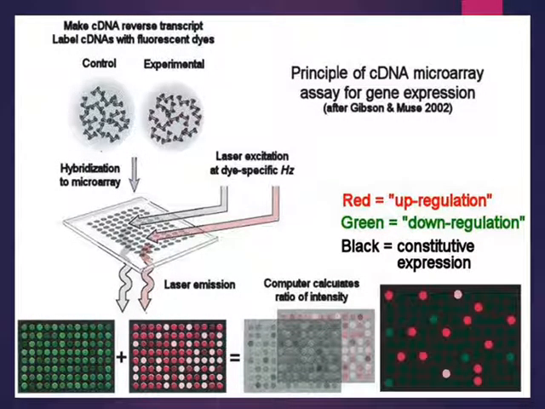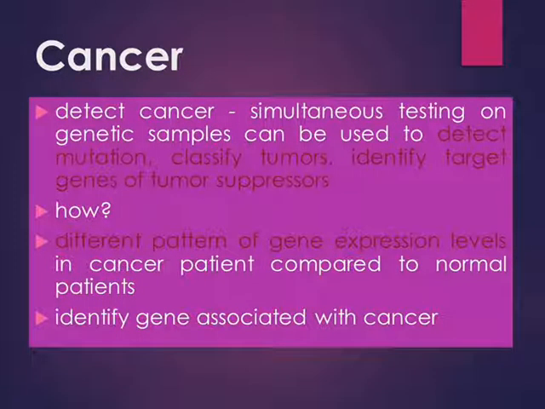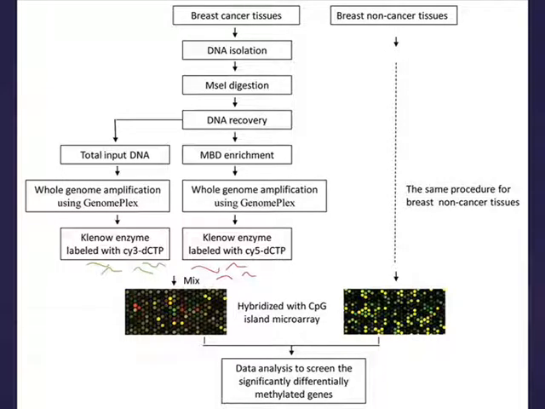An example of a disease that can be detected using microarray is cancer. It is possible to carry out simultaneous genetic testing, which can be used to detect tumors by comparing different patterns of gene expression levels in cancer patients compared to normal patients. Apart from that, this method can also be used to identify genes associated with cancer in the cell. Gene expression analysis and genotyping can also be used to design new drugs.